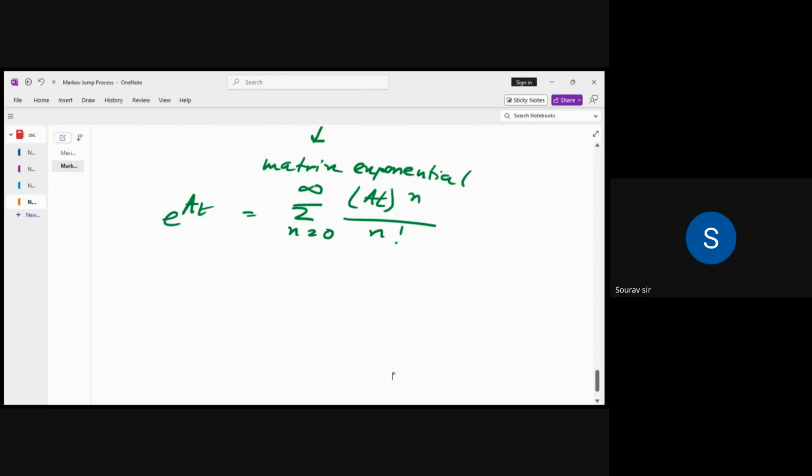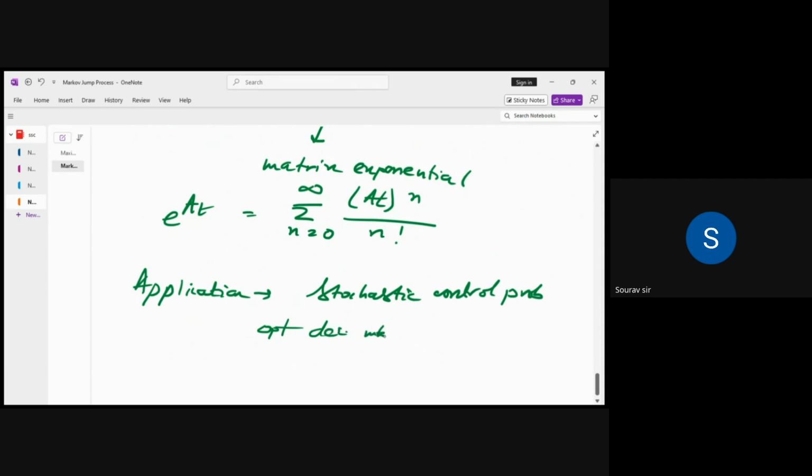Where is this Kolmogorov equation used? Like stochastic control problems. The application is in stochastic control problems, like optimal decision making, or reinforcement learning, like future option. In all those cases we use it.